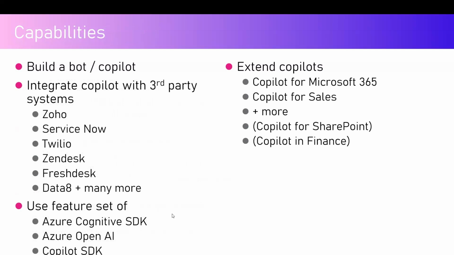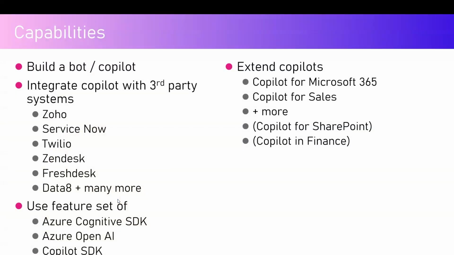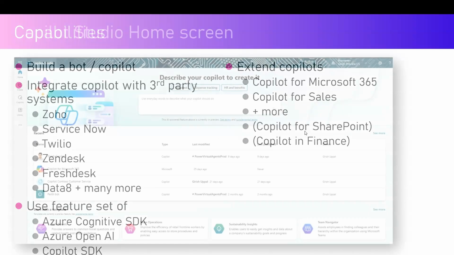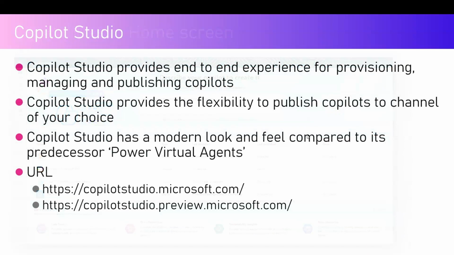Now, the capabilities from the Copilot Studio perspective: you can build a bot, you can build a Copilot, you can integrate Copilot with third-party systems, as I mentioned, like Zoho, ServiceNow, Twilio, Zendesk, Freshdesk, Data8, plus many more. You can use a feature set from Azure Cognitive Software Development Kit, Azure OpenAI, Copilot Software Development Kit, and also you can extend Copilot currently for Copilot for Microsoft 365 and Copilot for Sales. But in the near future, you will be able to extend Copilot for SharePoint and Copilot in Finance. Now, this is basically how the home screen for Copilot looks like.